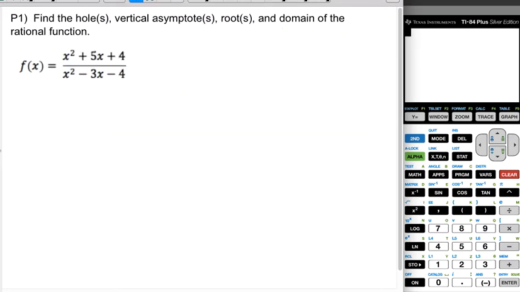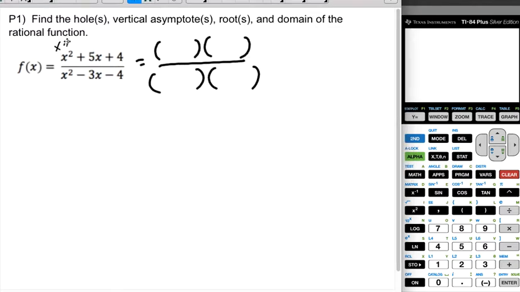All right, go ahead and try P1. You're going to factor fully and find all of those values. So the first step here is to make sure you know how to factor and that you can do it fully. Again, I don't care how you factor, I just care that you do it right and you do it quickly.